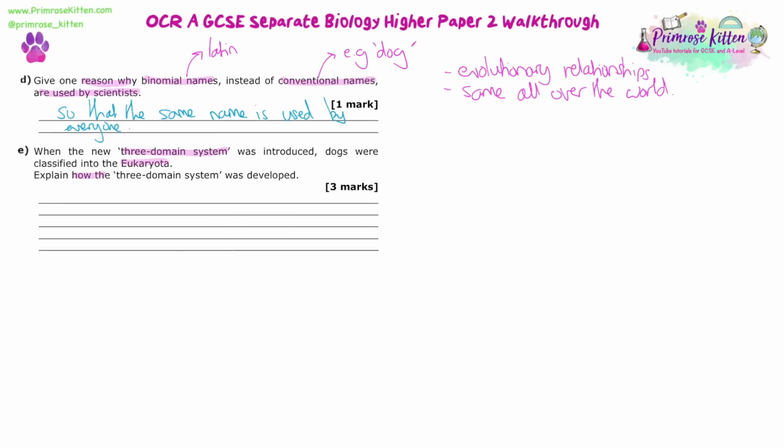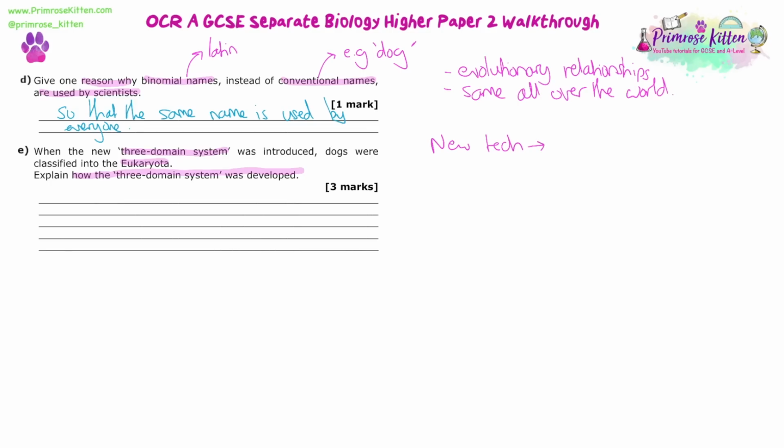When the new 3-domain system was introduced, dogs were classified into the Eukaryota. Explain how the 3-domain system was developed. So it says explain how, so we need reasons for how it was developed. So how was it changed? Why did it come about?